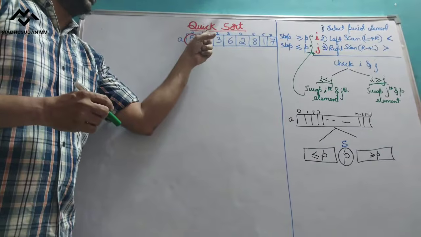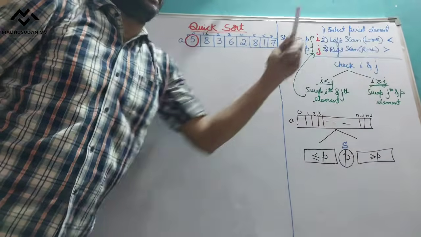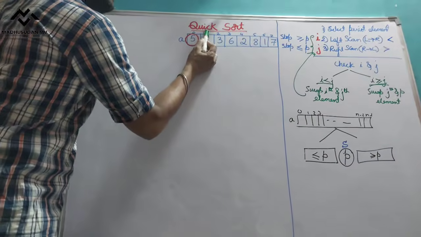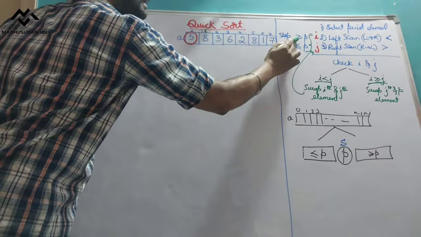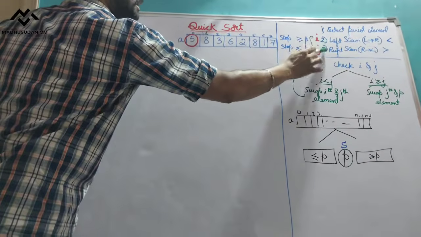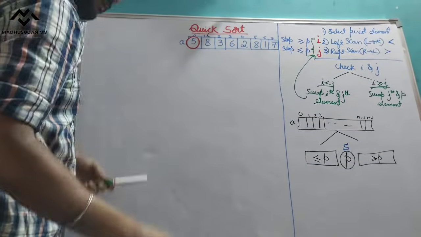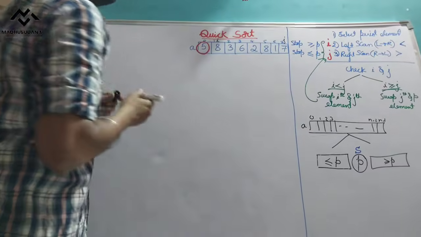Now I start the left scan. During the left scan, we are looking for lesser elements. So I check: is this ith element lesser than the pivot element? No. So we found a greater element, and we stop the left scan. After stopping the left scan, what to do? Right scan. For the right scan, generally we start from the last position. Now j is 7.